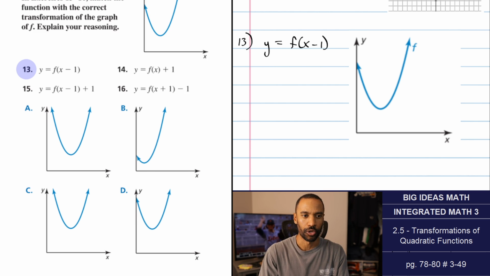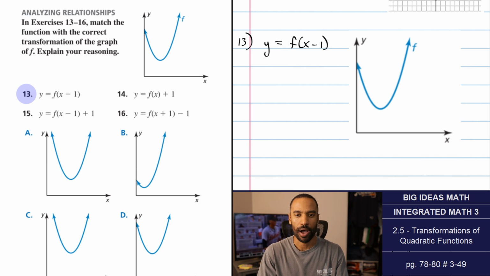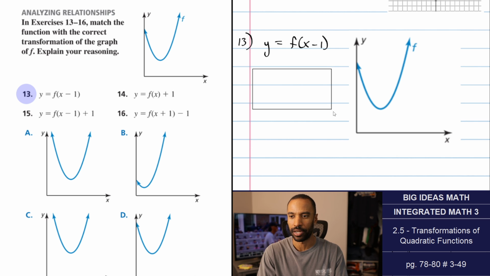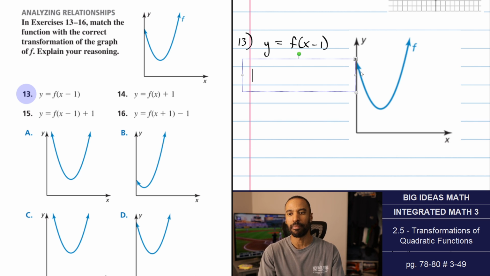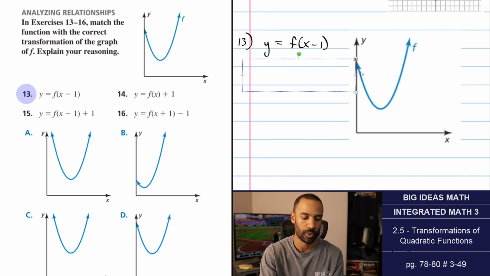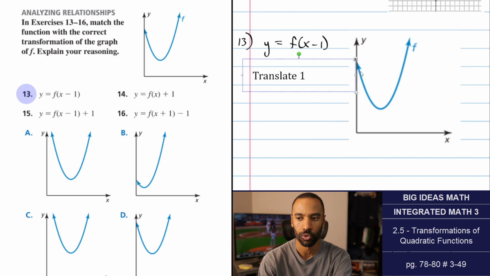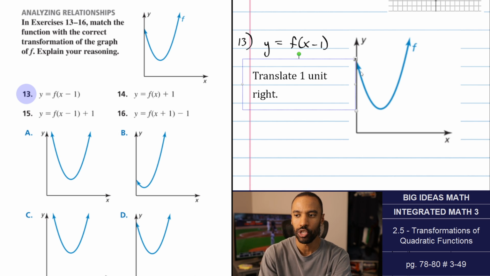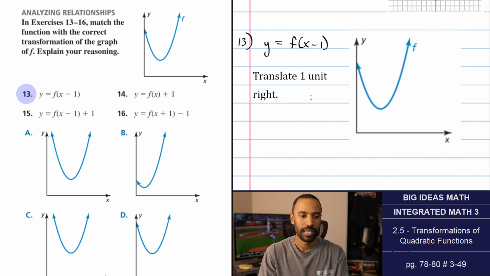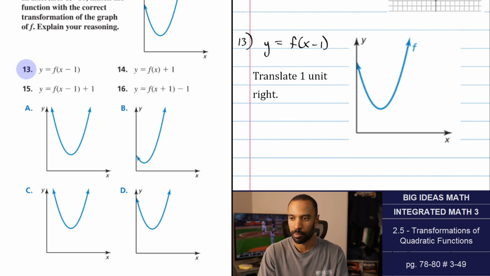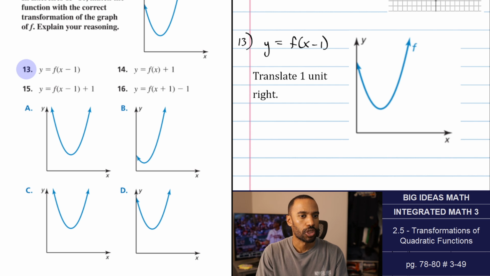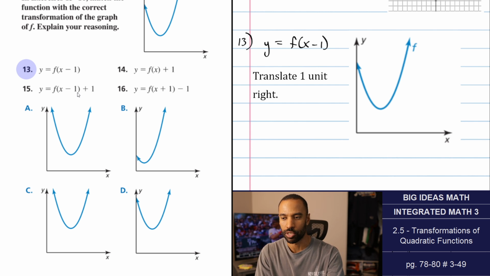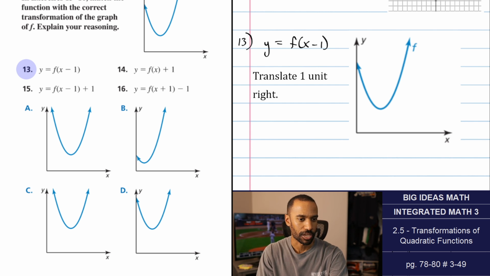What we're looking to do, it says explain your reasoning, so I am going to describe what we do here. You take this function, and the minus 1 inside the function means we're going to translate 1 unit right. So I'm going to find a graph that is 1 unit to the right of this one. The one that seems, oh, actually it might not be C, it might be A. The one that seems to be 1 unit to the right of this graph, it does look like it's A.